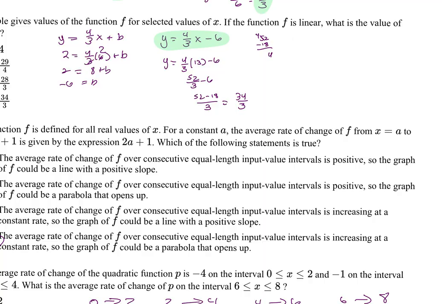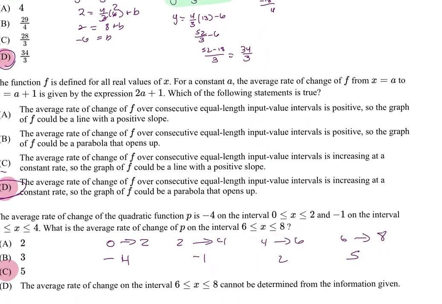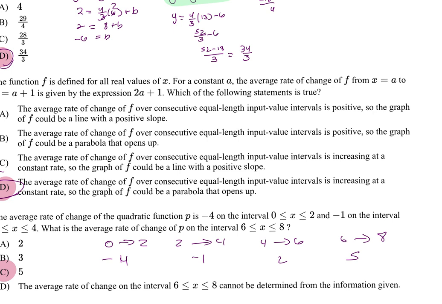All right, 2, these kind of got weird just because of the terminology, right? So 2 said, the function f is defined for all real values of x for a constant a. The average rate of change from x equals a to x equals a plus 1, so from one term to the next, only increasing by 1, is given by the expression 2a plus 1. Which of the following statements is true? Because that was not a constant, I knew this has to be a parabola, okay? If you're talking about the rate of change from the first one to the next one, it would just have slope. This has slope plus something.